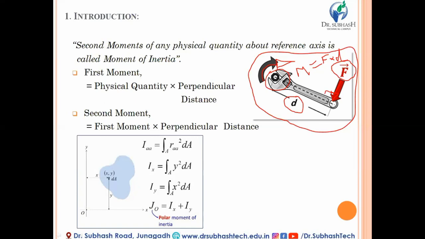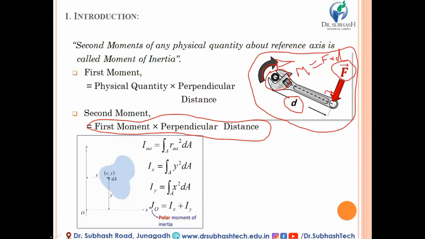So ultimately, the second moment will become the first moment multiplied with the perpendicular distance again. So it will become force into distance, or weight into distance, or area into distance. It depends on which property or parameter you have selected.